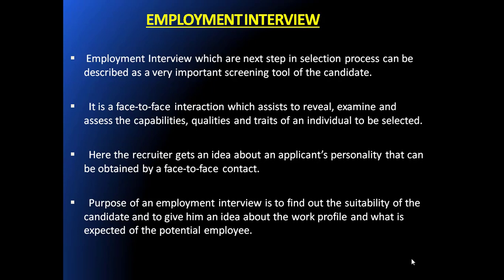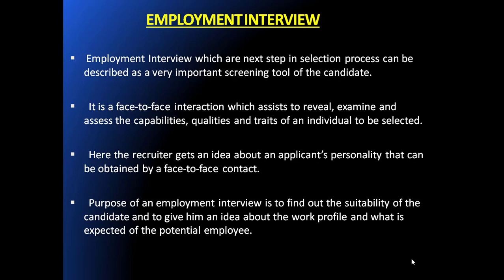So the next step in the selection process is the employment interview. This is a very important screening tool for the candidates, right? Here face-to-face interaction takes place between the hiring manager and the candidate, which helps to reveal, examine and assess the capabilities, qualities and traits of an individual to be selected. The recruiter or hiring manager gets an idea about the applicant's personality through face-to-face contact. So the purpose of the employment interview is to find out the suitability of the candidate and to give him an idea about the work profile and what is expected from potential employees.